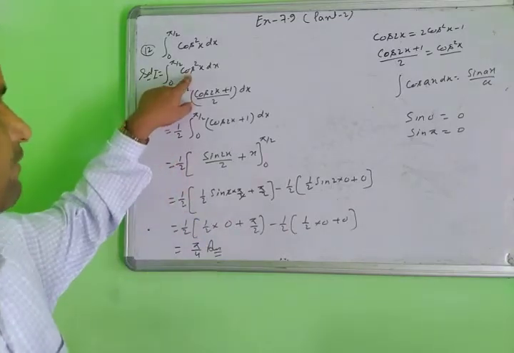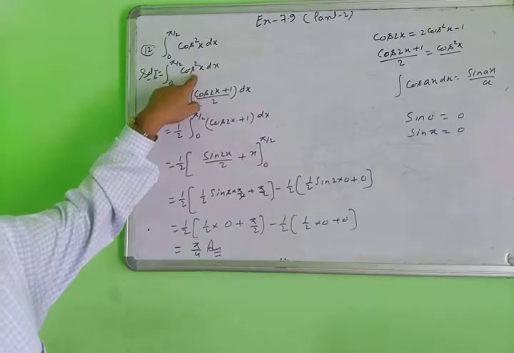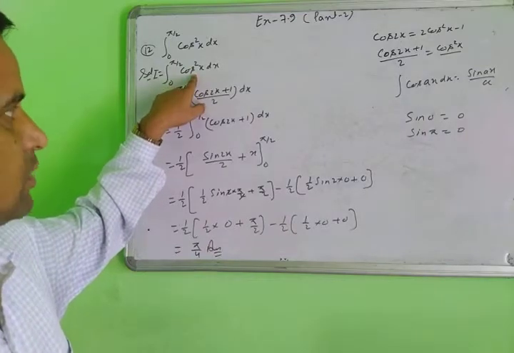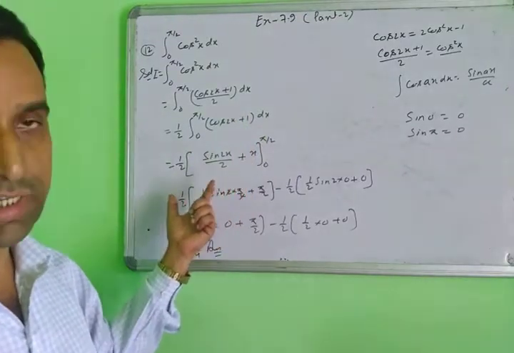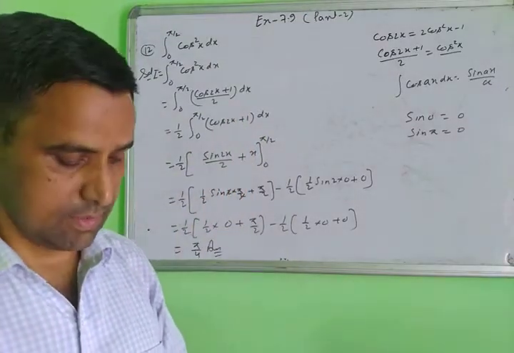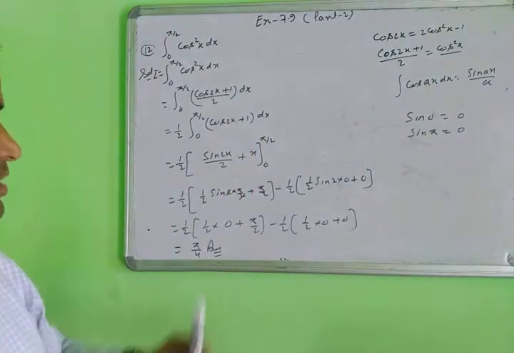In this way, you break down cos square, or any sin square, or any tan square, into the simplest form. Then you integrate, then use the limit, and then find the answer. So very simple things here, very simple. You have to note it down.